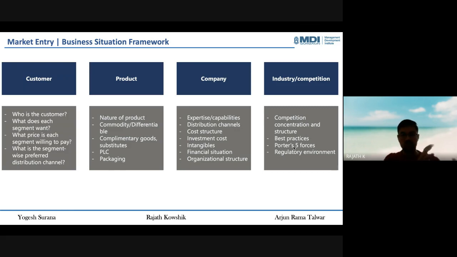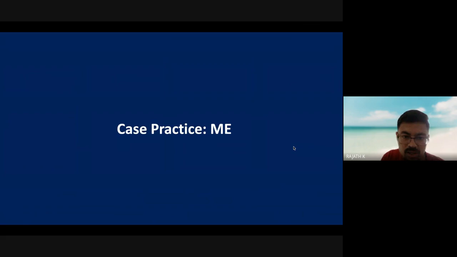So the first part that we talked about was whether it really makes sense from a strategy perspective to go ahead with this. And then finally, if we were to implement it, how do we do it? So this is what a market entry case involves. But these cases are fairly straightforward. And so now let us jump right into the case. But first, do we have any questions?